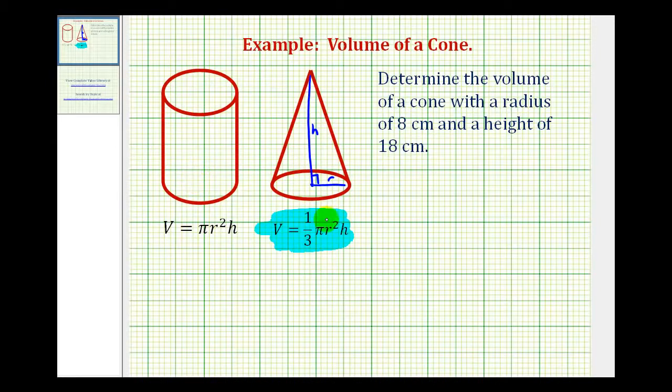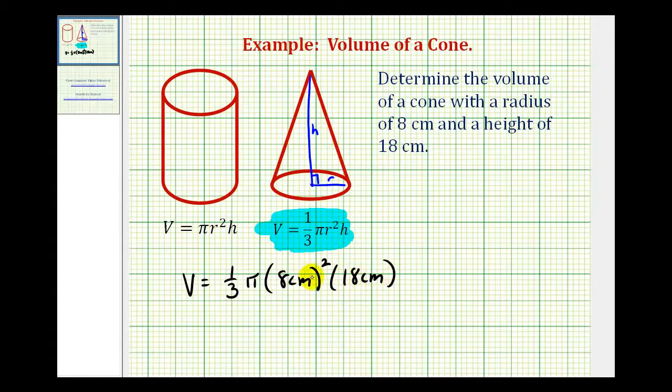But for this example, we want to determine the volume of a cone with a radius of 8 centimeters and a height of 18 centimeters. So we'd have the volume is equal to 1/3 times pi times the length of the radius squared, which would be 8 centimeters squared. Notice how I am leaving the units in the formula, and I'll show you why in a minute. And the height would be 18 centimeters.